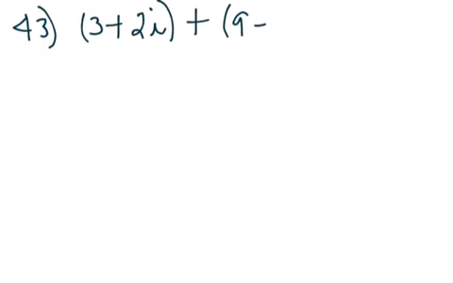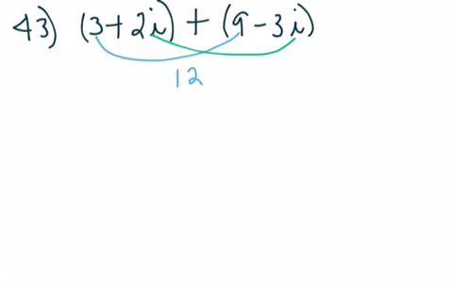Okay, the next part is combining or adding and subtracting complex numbers. 43 has 3 plus 2i plus 9 minus 3i. Remember, we combine the real parts, so 9 plus 3 is 12, and then combine the imaginary parts. 2i minus 3i leaves a negative i. So that's our answer.